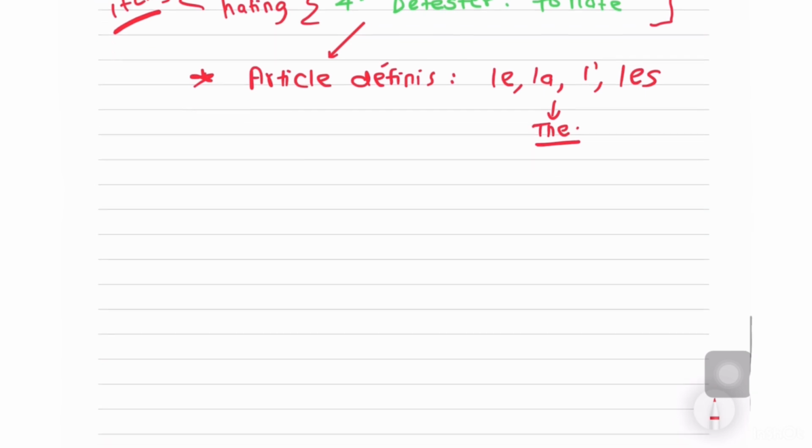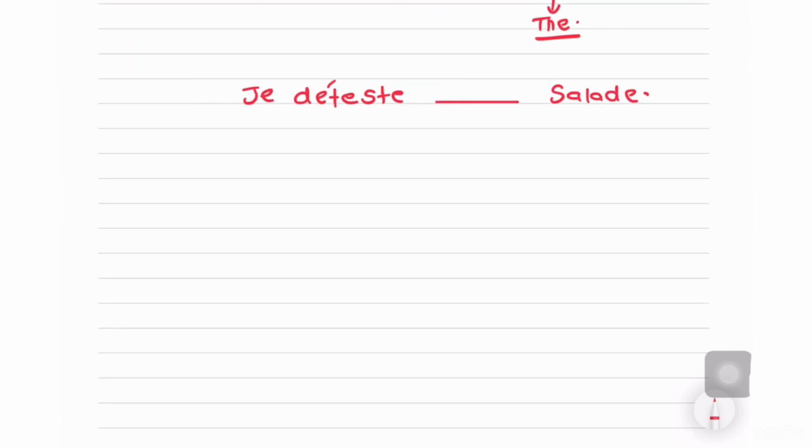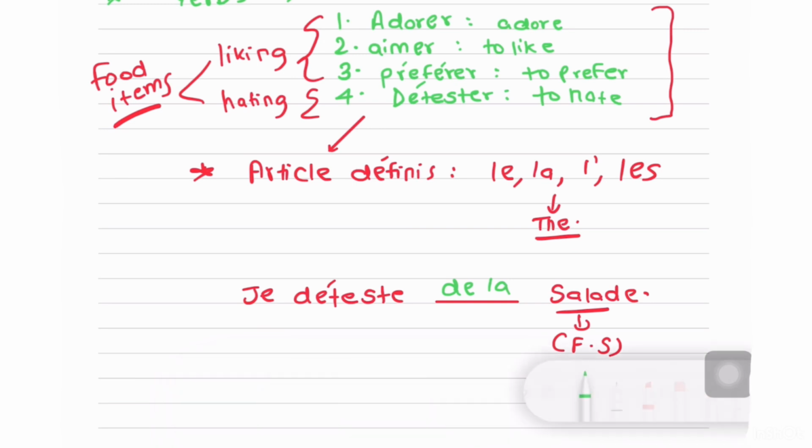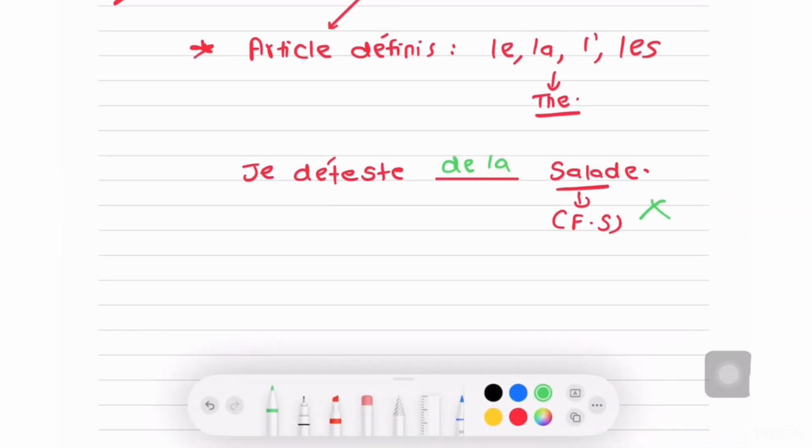I'll give you an example. This is my sentence. Now if I look at just this part, that is salad, that is my feminine singular. That means I will use la. But this is incorrect. I hate some salad. That does not make sense. If you don't like salad, you don't like it at all. If somebody does not like salad, I give them a little bit, I give them a lot, I give them some, they will still say, I don't like salad. Right? So instead of saying some, we say the. I don't like the salad. So, je déteste la salade.